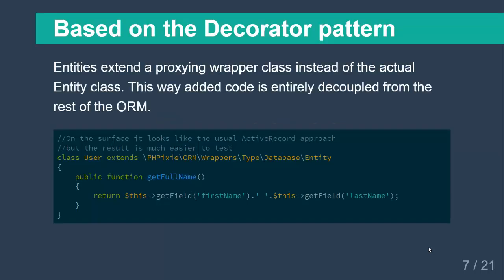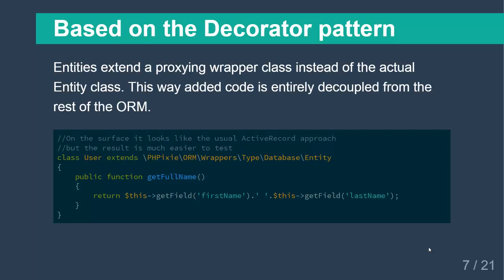So usually after you've learned the CRUD, the first thing you do is try to extend the entity and add some methods to it. And this is usually where the hard part begins, because you want to test it. So let's see how it is done in PHPixie. It's all based on the decorator pattern. The idea is that instead of extending the actual entity, you extend a specially designed wrapper class, all the methods of which proxy the calls to the actual ORM entity.